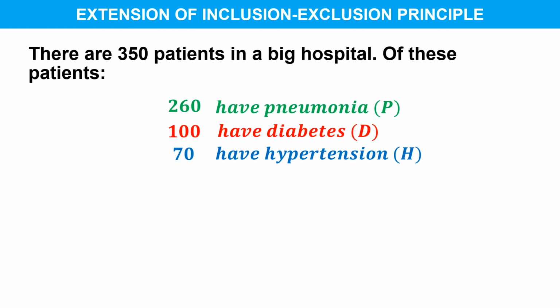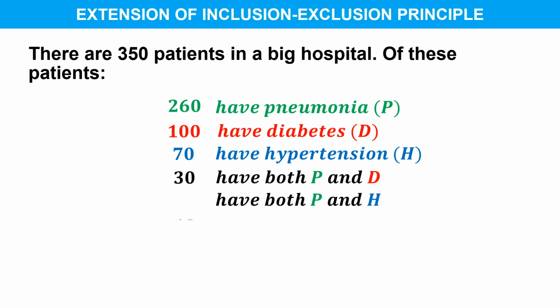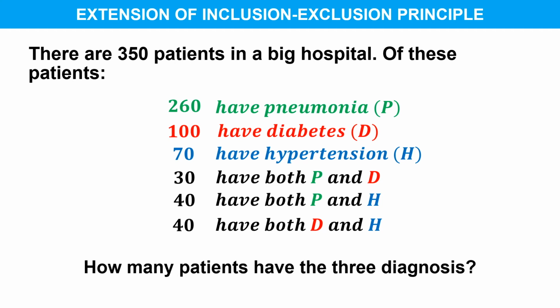Narito pa ang ibang information. 30 of the patients have both P and D. 40 of the patients have both P and H. 40 of the patients have both D and H. Ang tanong, ilan sa 350 pasyente na ito ang may tatlong karamdaman na nabanggit?